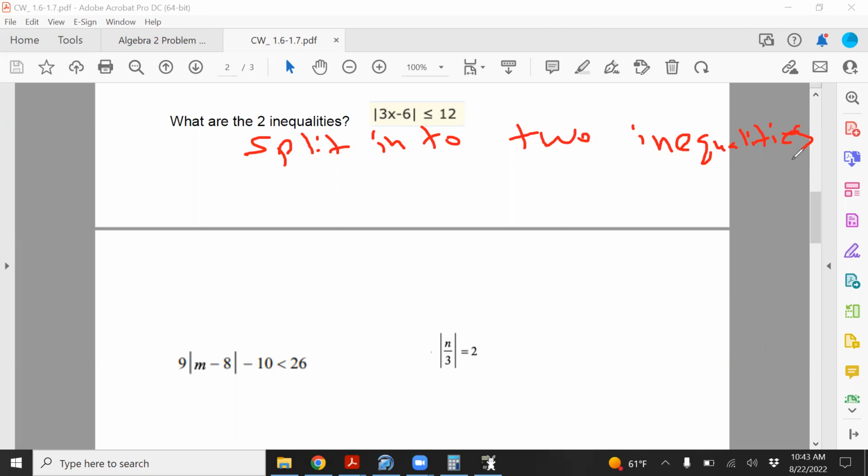Or what if you have this? Is x bigger than 4? Sure. Of course x is bigger than 4. Is that the whole story? No. Can x be less than negative 4?